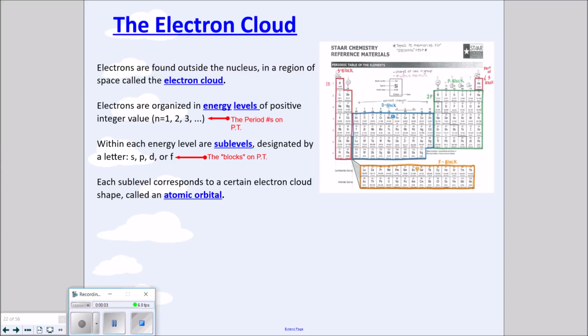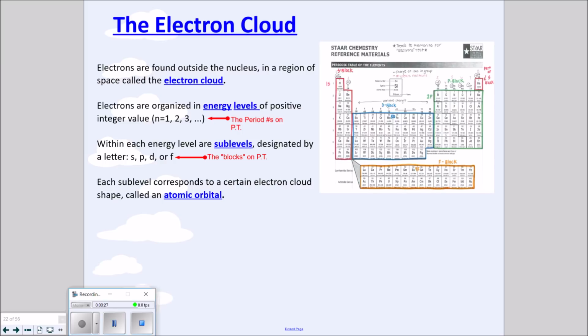Today, we'll be talking about the electron cloud. Please get out your notes and the periodic table. Electrons are found outside of the nucleus, in a region of space called the electron cloud. Electrons are organized in energy levels of positive integer value. These energy levels correspond with the period numbers on the periodic table.